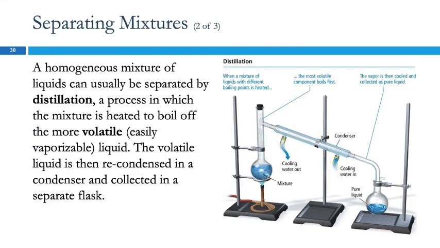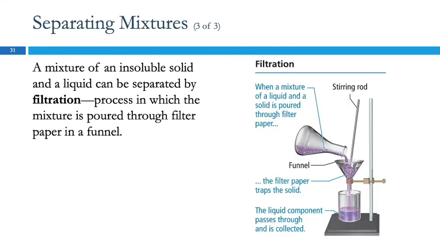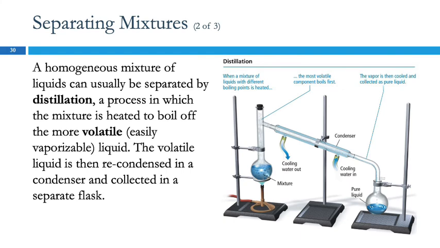Another way is filtration. And both decanting and filtration depend on different physical states. One is a solid, one's a liquid. So you could also take that sand water and pour it through a coffee filter, and the coffee filter would catch the sand and the water would run through, right? So we're separating things based on their physical state. We can also separate things based on differences in chemical properties like boiling point.